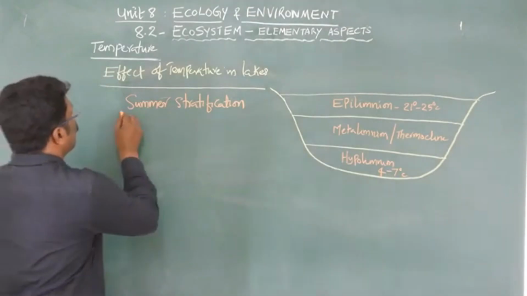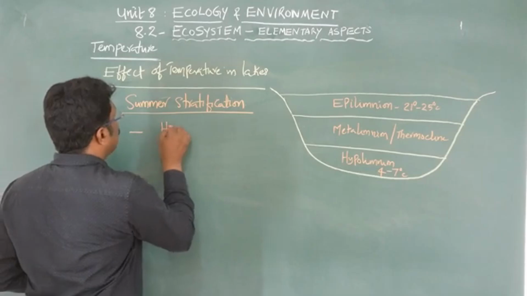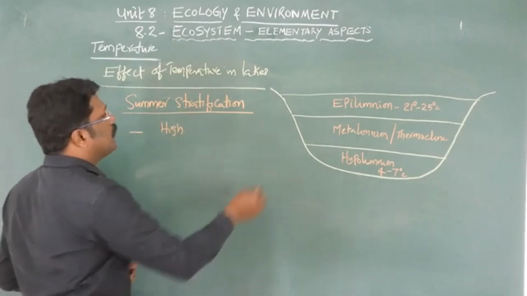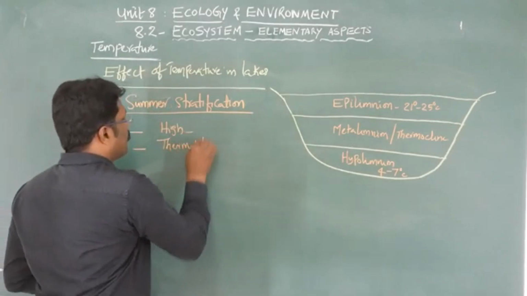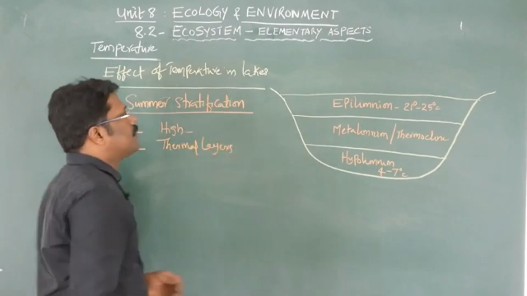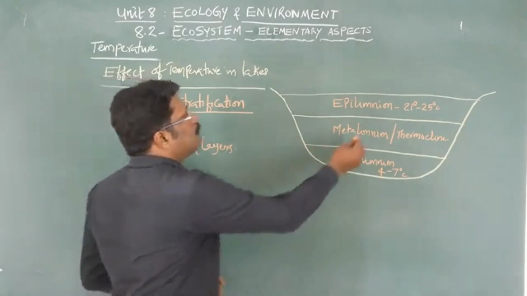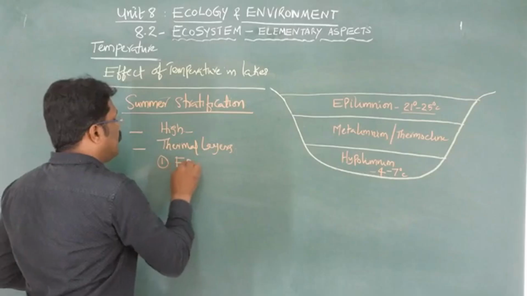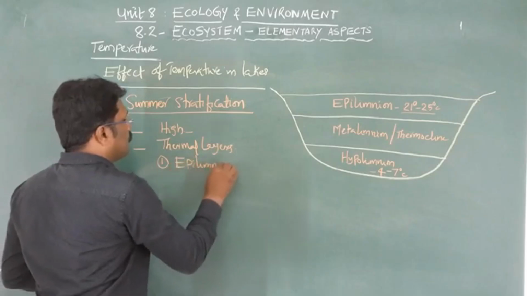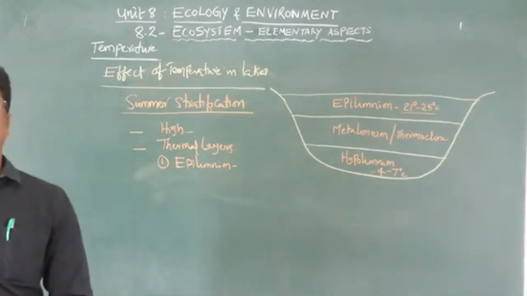So in summer, the temperature of the lake is high, and it leads to the formation of thermal layers. Thermal layers means in the lake we can find three different layers, and the temperature varies considerably in all these three layers. The upper layer is known as the epilimnion, in which the temperature is around 21 to 25 degrees centigrade.